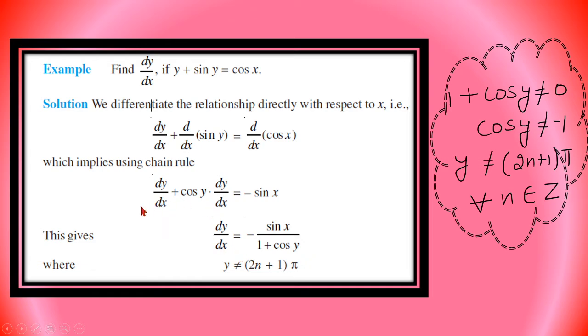Now let's take dy by dx common on the left hand side and let's shift everything else to the right side. dy by dx is equal to minus sine y upon 1 plus cos y, where y is not equal to (2n plus 1) into pi. Why? Because here, students, 1 plus cos y is not equal to 0. It means cos y is not equal to minus 1. And when do we have the value of cos y as minus 1? At (2n plus 1) into pi, for all n belonging to integers. So that's why it is written straight away, y is not equal to (2n plus 1) pi.